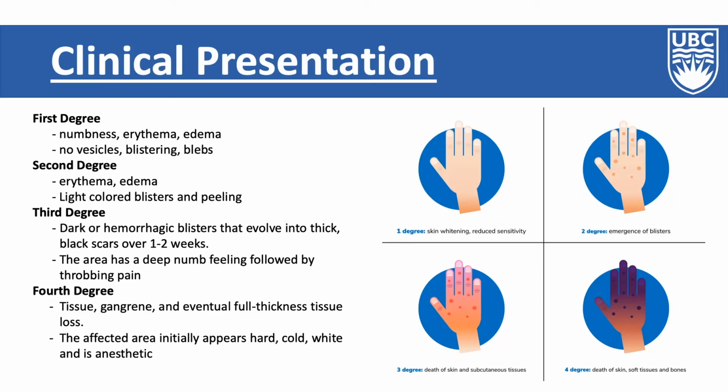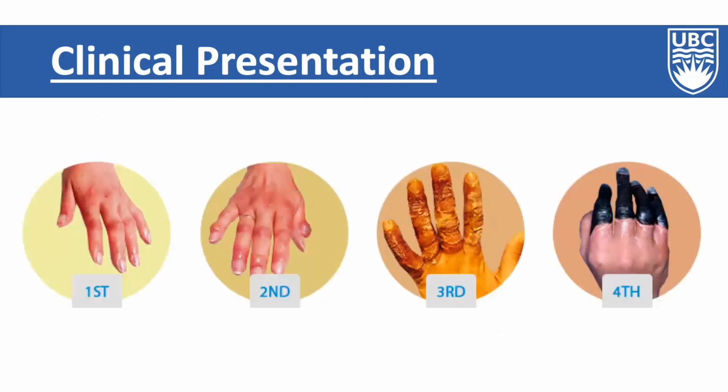So for this next slide, it's going to be a bit more graphic, and it shows the 4 different stages on actual human skin. So first degree, we have slight erythema and edema, but really no visible changes are present. Second degree, more prominent erythema as seen along the thumb and the pinky. For the third degree, we start seeing more depth of the skin and the subcutaneous tissue. And for fourth degree, it's pretty evident that there's gangrene present.